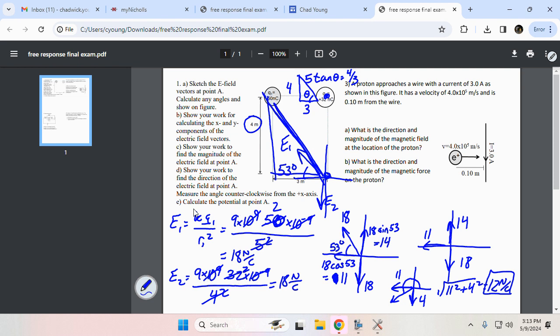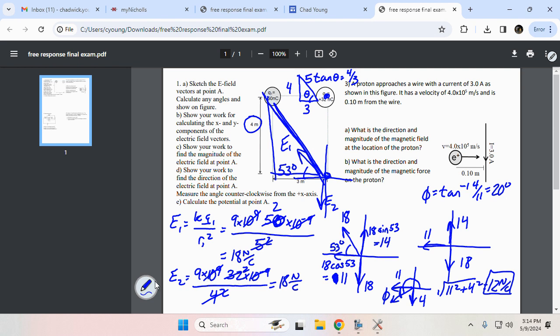I do ask you to measure it from the positive x-axis. So in order to find that, you need to first find this angle. I'll call this angle phi. Phi is the inverse tan of opposite over adjacent. Opposite is going to be 4 divided by 11. I get 20 degrees. So that would be 20 degrees below the negative x-axis, or how many degrees from the positive x-axis? 200. I add 180 to it. So that would be part B for that question.